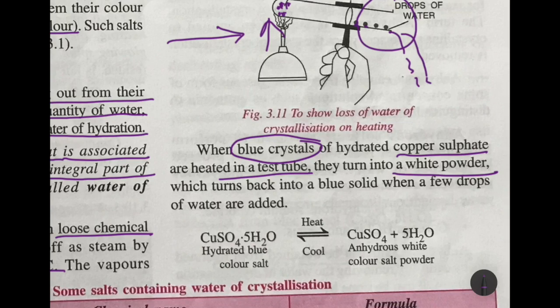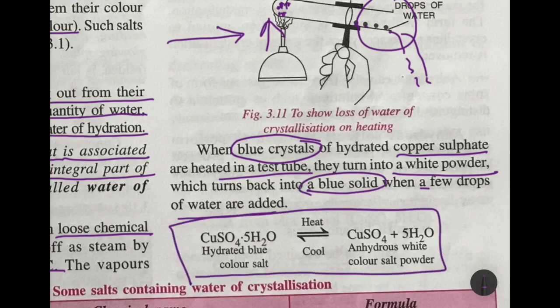Now, when you sprinkle a few drops of water on the white powder, you will see that it will turn into a blue solid again. So this is your equation. CuSO4·5H2O, when you heat it, gives CuSO4 plus 5 H2O, and it is a reversible reaction.